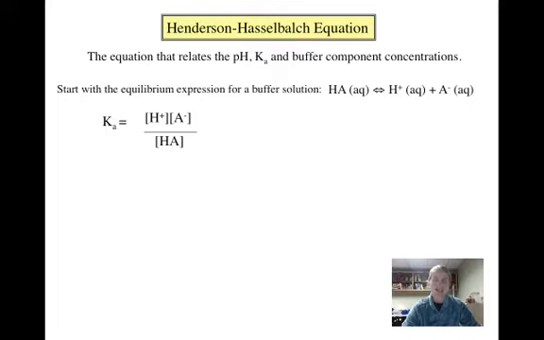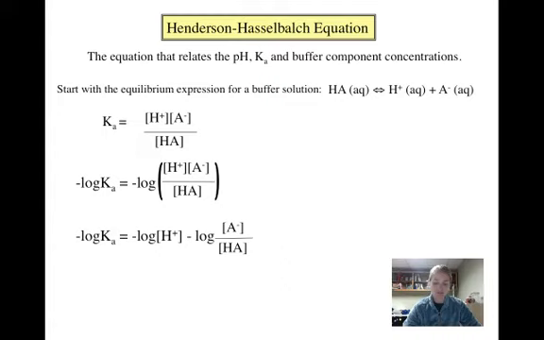In order to get pH into the equation, we take the negative log of both sides to get negative log of Ka equals negative log of the quantity of H+ times A- over HA. Rearranging the expression, we get negative log of Ka equals negative log H+ minus log of A- over HA. We know that the pKa is equal to the negative log of the Ka, and we know that the pH is equal to the negative log of the H+. So after simplifying, we are left with pKa equals pH minus log of A- over HA.